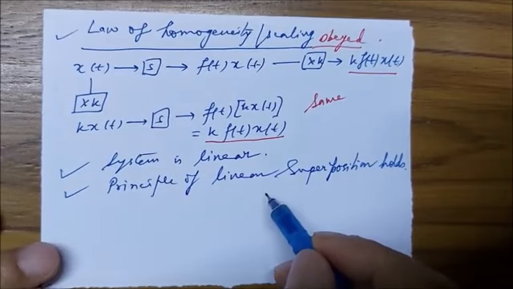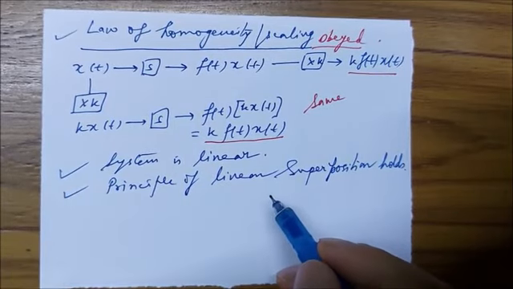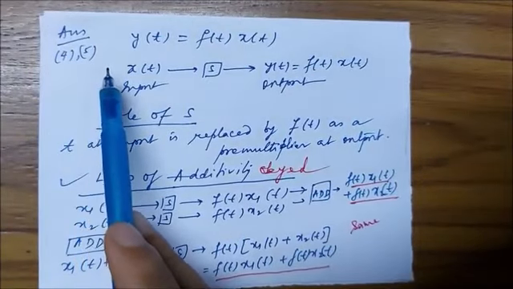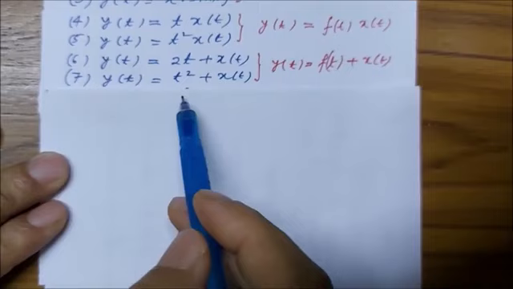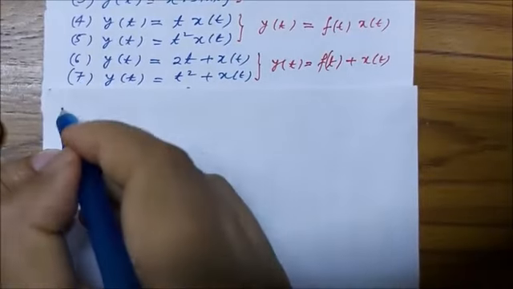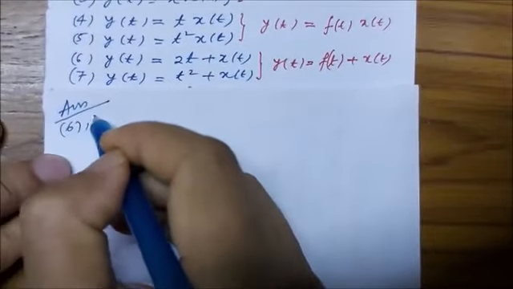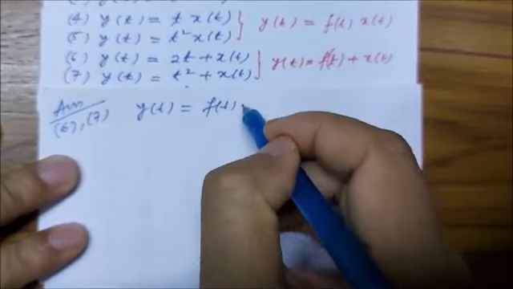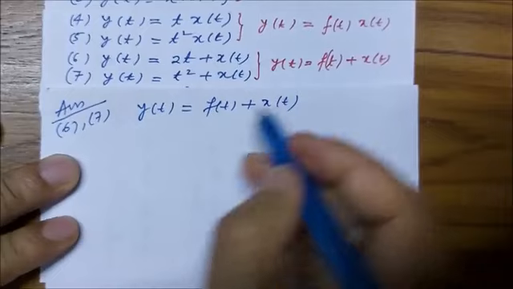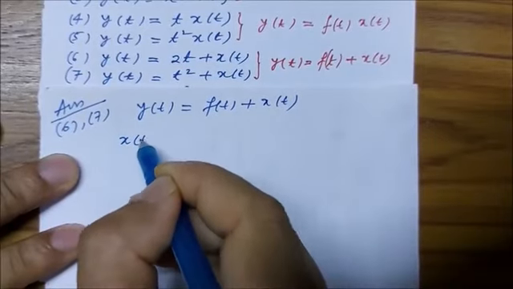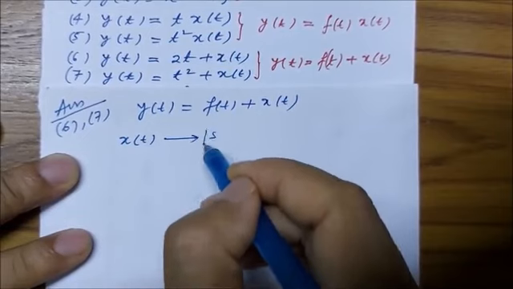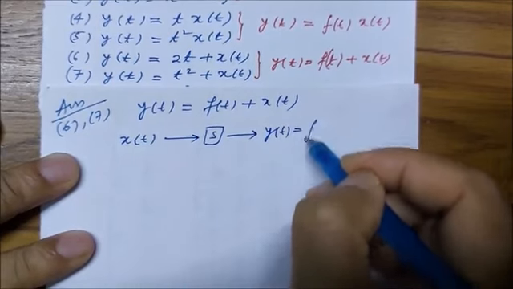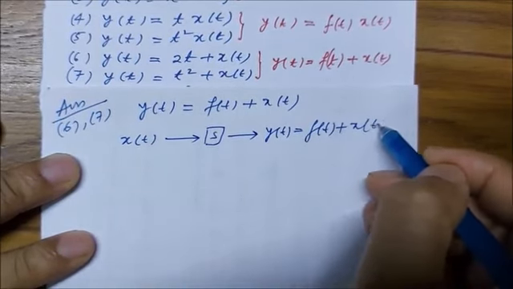We are speaking of system represented in the problem 4 and 5. And now let us move on to the next problem, which is represented in 6 and 7. So answer to 6 and 7, where y of t has the form, so this is x, goes to the system, the response of which is y of t, which is f of t plus x of t.